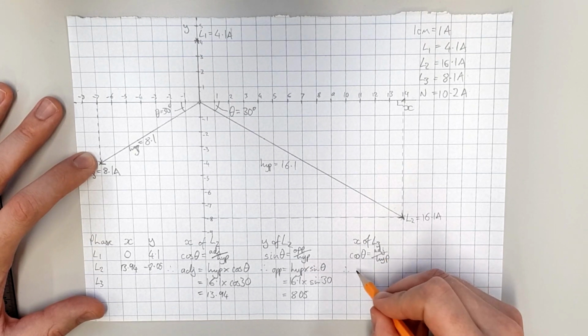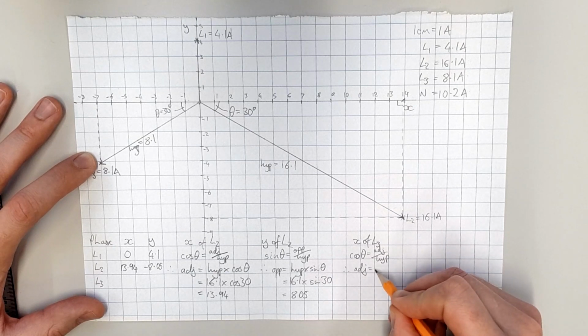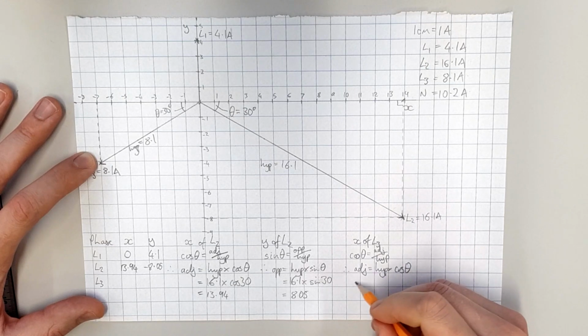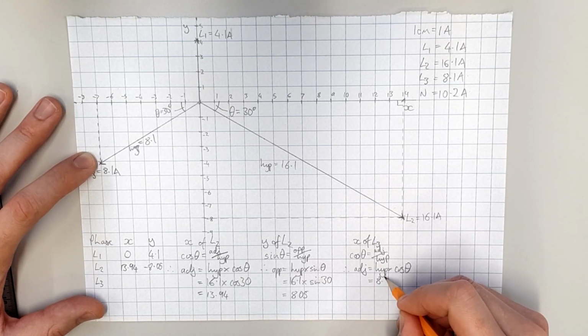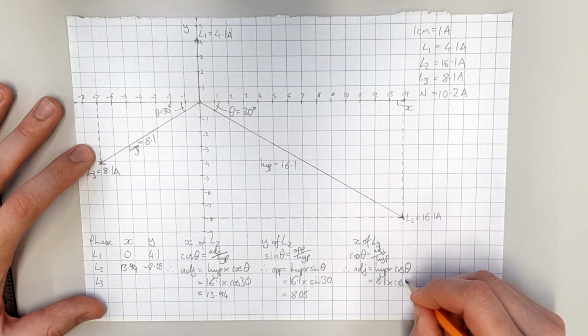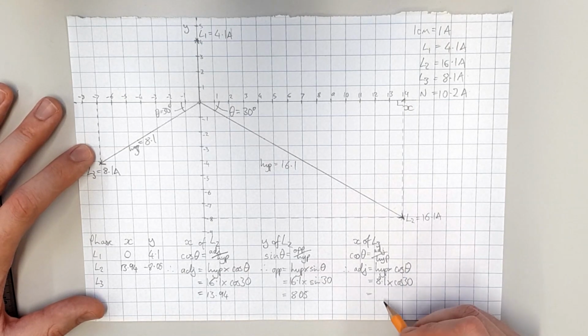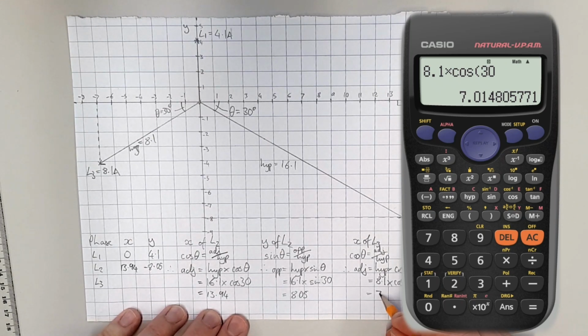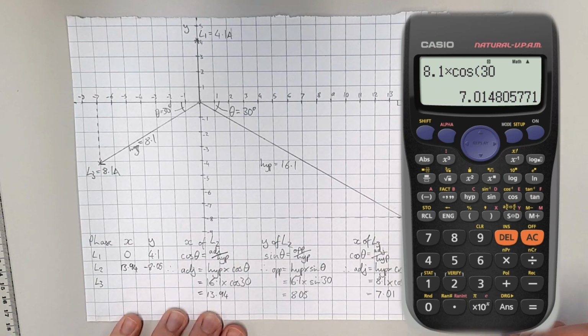Okay then, so rearranging that formula like we did before, we get the adjacent is equal to the hypotenuse times the cosine of theta. So therefore we've got, in this case, 8.1 multiplied by the cosine of 30. And that means that we end up with, if we just put that into our calculator, 8.1 times the cosine of 30, we end up with 7.014. So again, we'll round that off to 2 decimal places. 7.01 is what we come out with there.